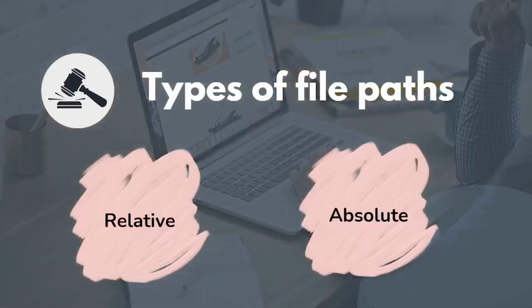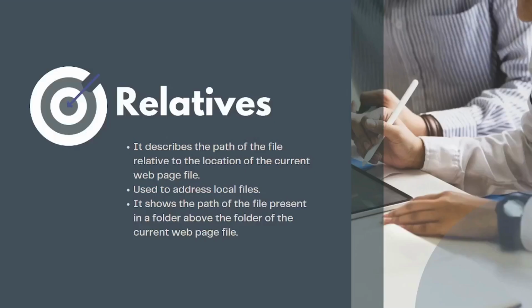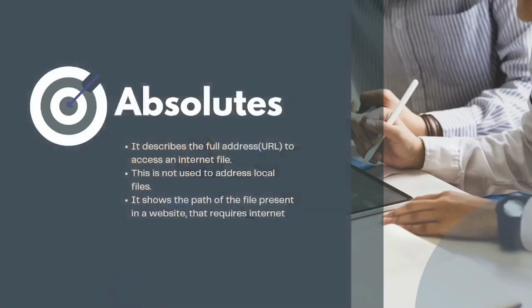There are two types of file paths, relative and absolute. Relative file paths are used when you link to local files which are present on your own local computer. It describes the path of the file relative to the location of the current web page file. It's used to address local files. It shows the path of the file present in a folder above the folder of the current web page file.